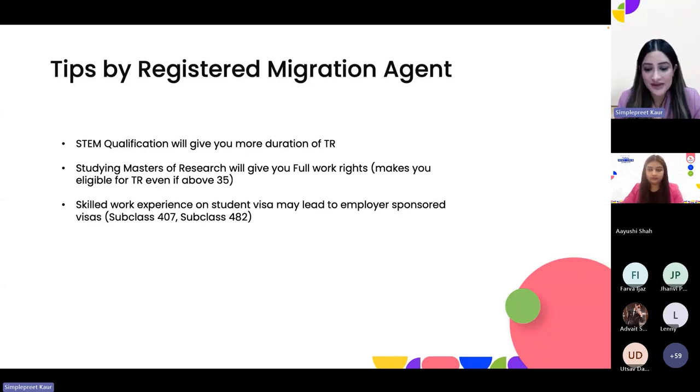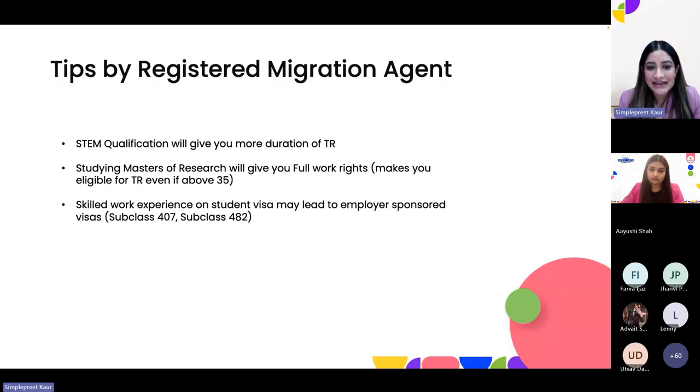Then skilled work experience. Let's talk about skilled work experience. Since there have been so many changes, the age limit for TR has been introduced, and immigration is not allowing you to lodge the visa extensions. So it is important that you prepare your path accordingly. Try to find a skilled job on your student visa. Skilled job means try to find a relevant job in your field, and even if you work part time on the student visa, it may lead to a 407 training visa or employer sponsorship visas like 482, and then it can lead to permanent residency through employer sponsorship visas as well.